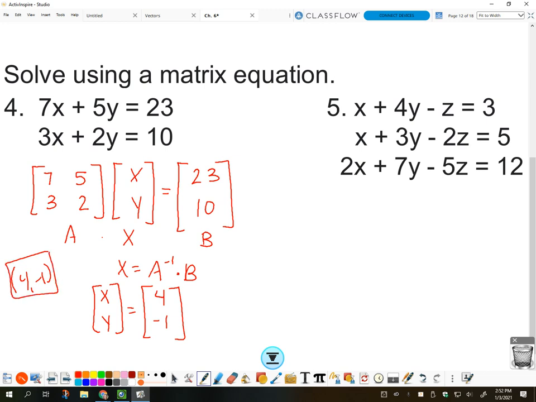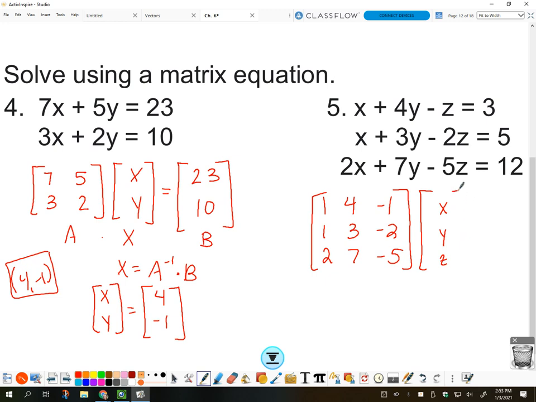All right, so for the next one, your coefficient matrix is going to be 1, 4, -1, 1, 3, -2, 2, 7, -5. This one has variables x, y, z. It's important that if they do not give you all of your equations in standard form, that you put them in standard form, meaning that the variables are in alphabetical order and all on the same side. And then we're equal to the constant matrix, or the answer matrix.